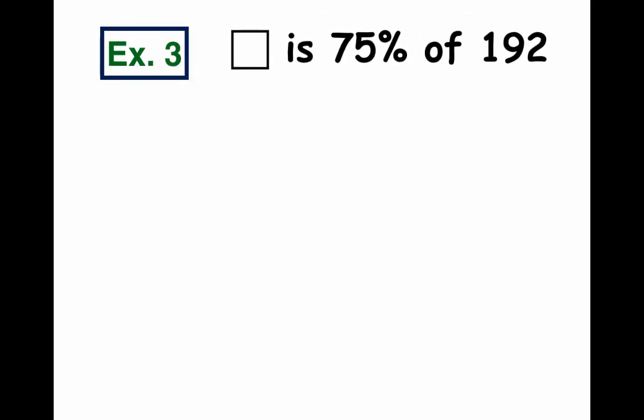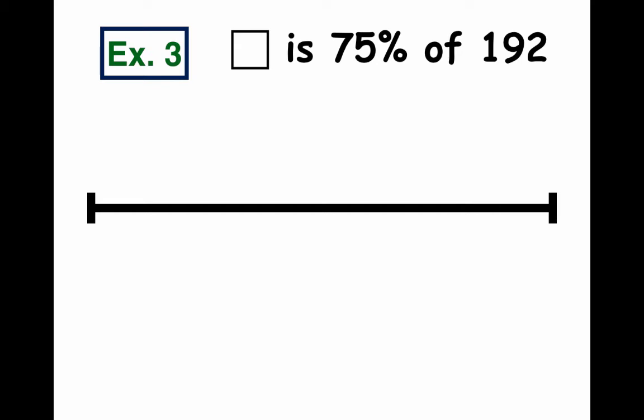Okay, let's try another one. Example 3. Blank is 75% of 192. Something is 75% of 192. Ooh, okay, double number line. I'm going to start with the percents first. I'm going to go 0% to 100%. And in the middle would be 50%, but I got to get to 75%.